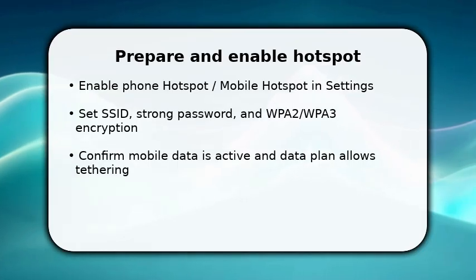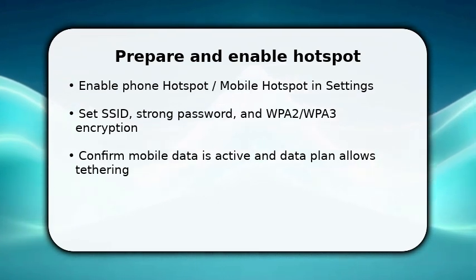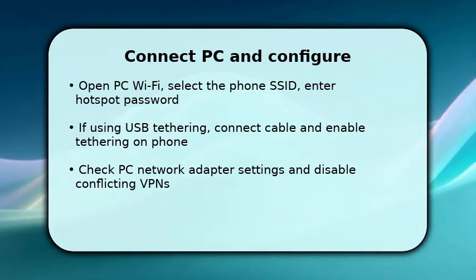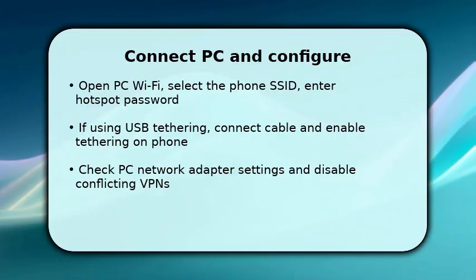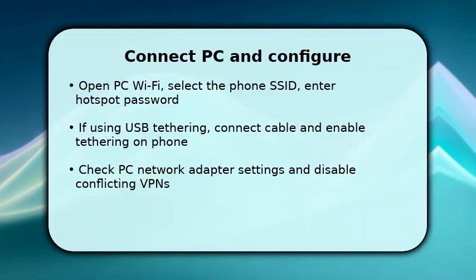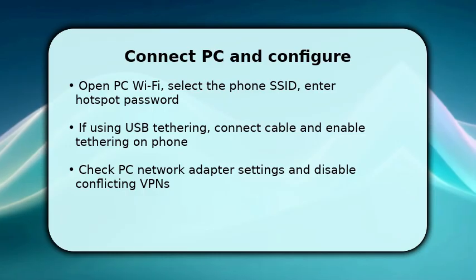provide internet. Now leave the hotspot screen visible while you switch to the PC's Wi-Fi list. On the PC, open Wi-Fi and select your phone's SSID, then enter the hotspot password. This creates the link that shares mobile internet. If you prefer USB tethering, connect the phone with USB and enable USB tethering on the phone. This often yields faster, more stable access.